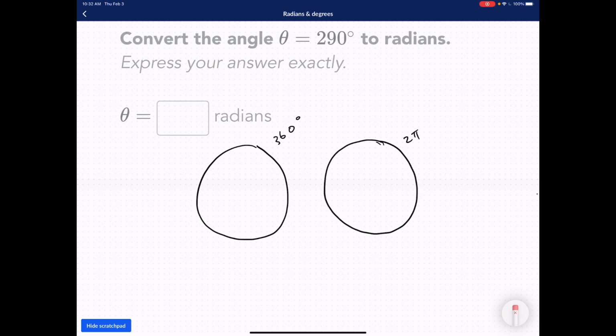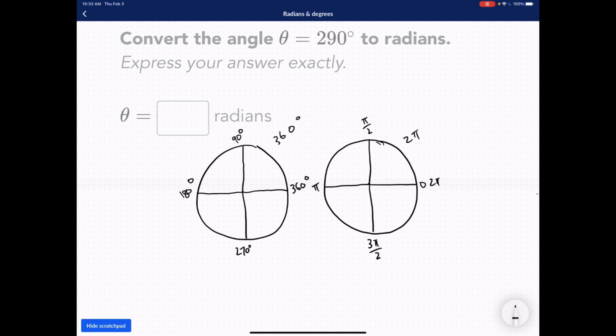So right here, that's going to be 0 degrees. That's going to be 90 degrees, that's going to be 180 degrees, that's going to be 270 degrees, and that's going to be 360 degrees, right? And in terms of radians, this is going to be 0 radians, this is going to be pi over 2, that's going to be pi, that's going to be 3 pi over 2, and then that's going to be 2 pi, which is 4 pi over 2, the same thing as just 2 pi, right? So that's what we have.